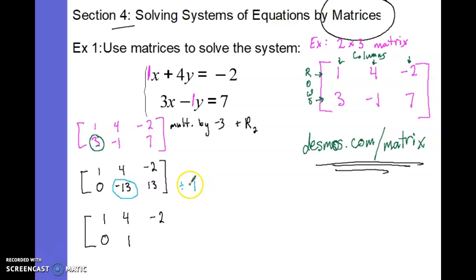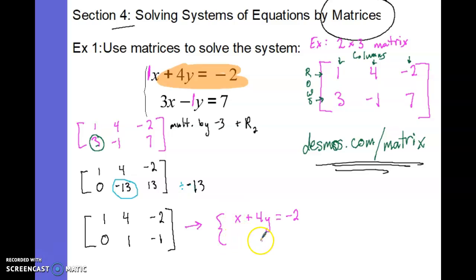Sorry, I said that wrong. You want it to equal 1, and we do that by dividing by -13. I'm way ahead of myself. And then 13 divided by -13 is -1. So now we have a new system. The top equation is still x plus 4y equals -2, the same as up here. But now the bottom equation is 0x plus 1y equals -1. Well, look at that. That's one of our answers.